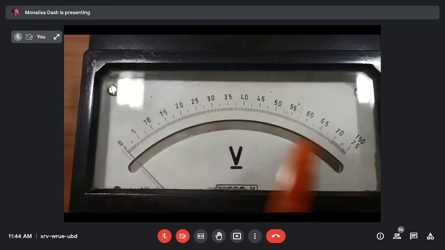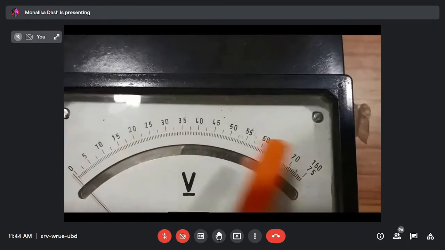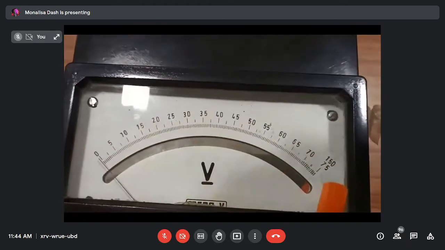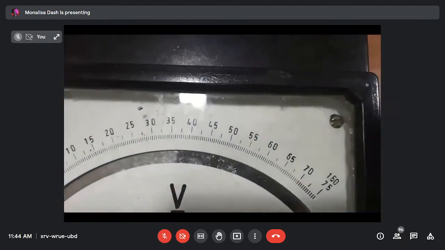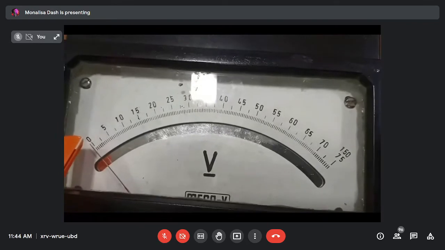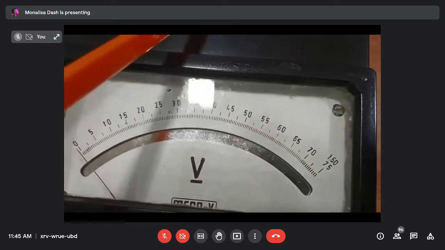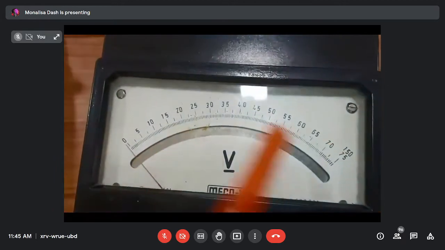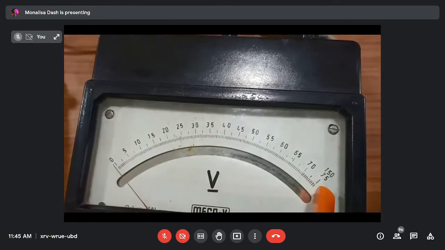Here on the meter there are two scales, 0 to 150 and 0 to 75. We take the lower scale, 0 to 75, which means we take the lower scale reading. Similarly, this one also has a 0 to 150 scale and a 0 to 75 scale. That's why we take the lower scale reading. Similarly, the first voltmeter has the same ranges, 0 to 75 and 0 to 150. We take the 0 to 75 scale.